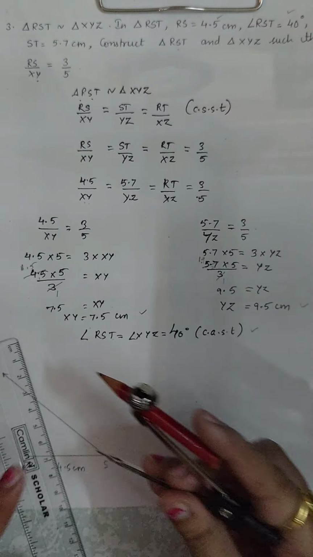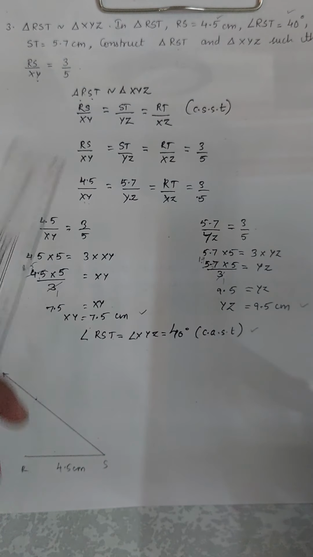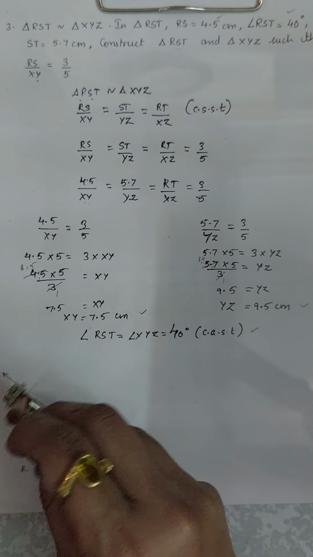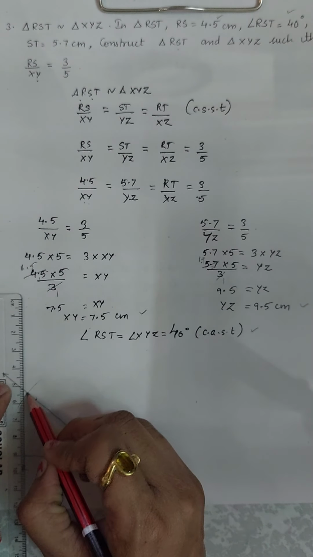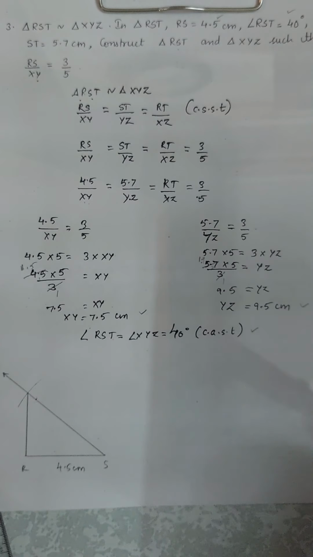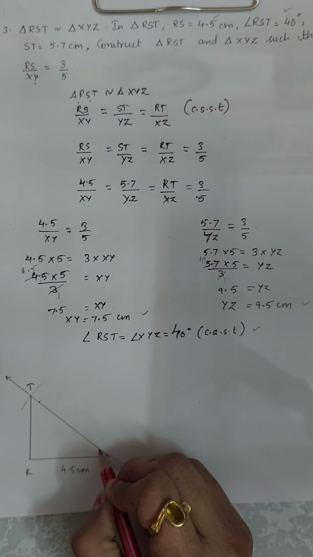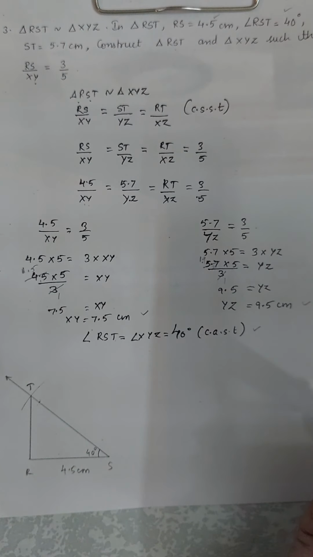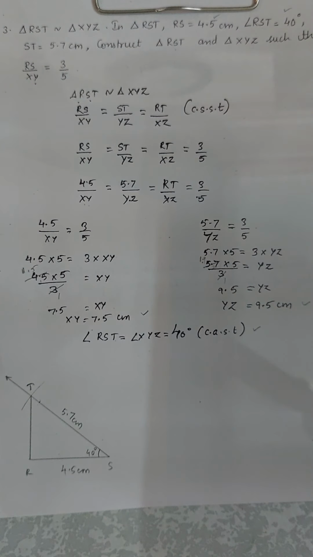Okay, after taking 5.7, now where are you going to place it? What is this? ST is 5.7. So I can either place on S or T, but here there is no T given, but we have S, right? So I'll place on S and I'll draw 5.7 centimeter. Okay, so when I do this, I get something like this. Okay, so this is RST. So this is 40 degrees. ST, we are going to write down ST. We have constructed it's 5.7 centimeter. So we have already finished one triangle.